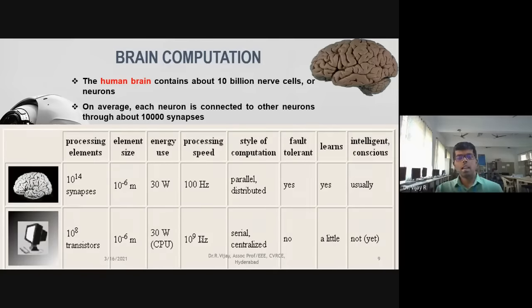And the human brain has parallel and distributed processing.